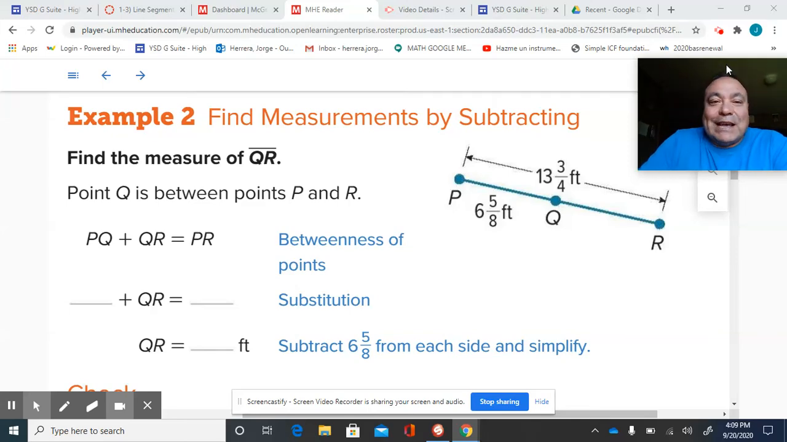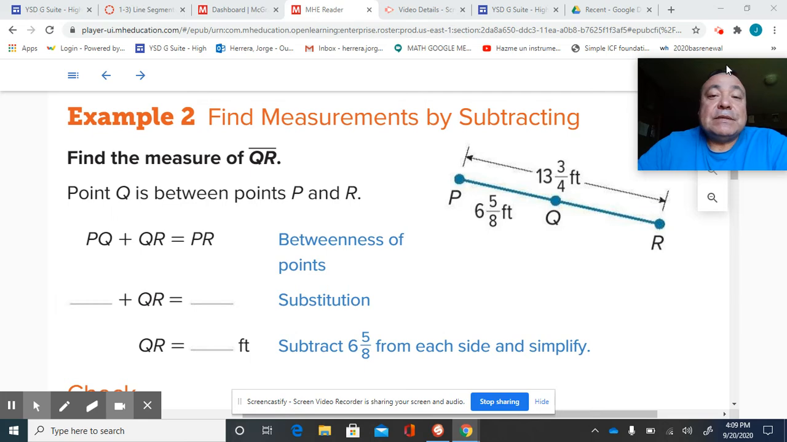Okay, guys, welcome to example 2. Example 2 is asking us to find the measurement by subtracting, guys. If you look here, we have the segment PR, but we have a Q in the middle. So PQ will be a segment and QR will also be a segment of the same line. Here we just need to be careful, guys, on how we do this.